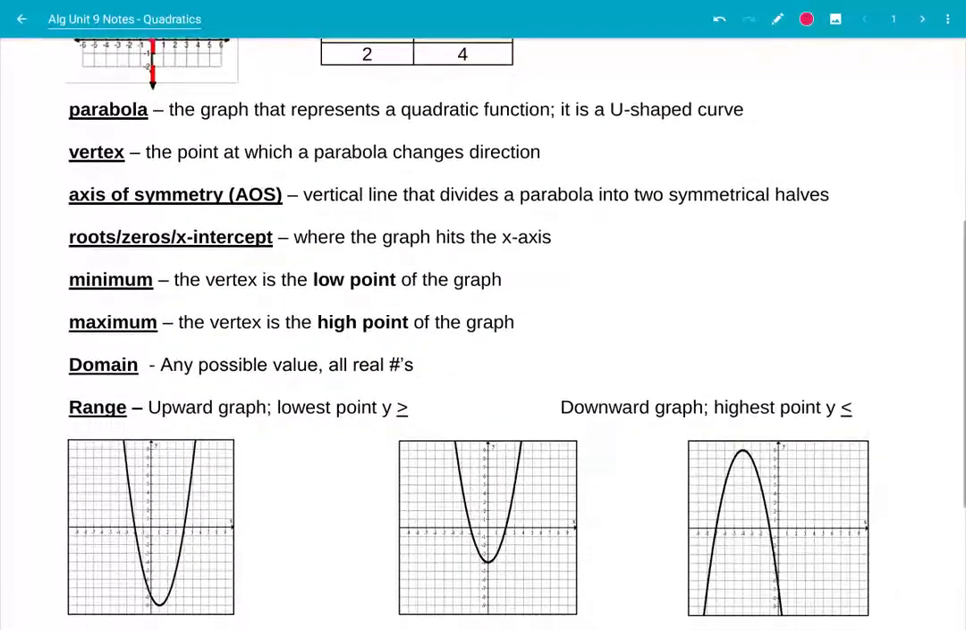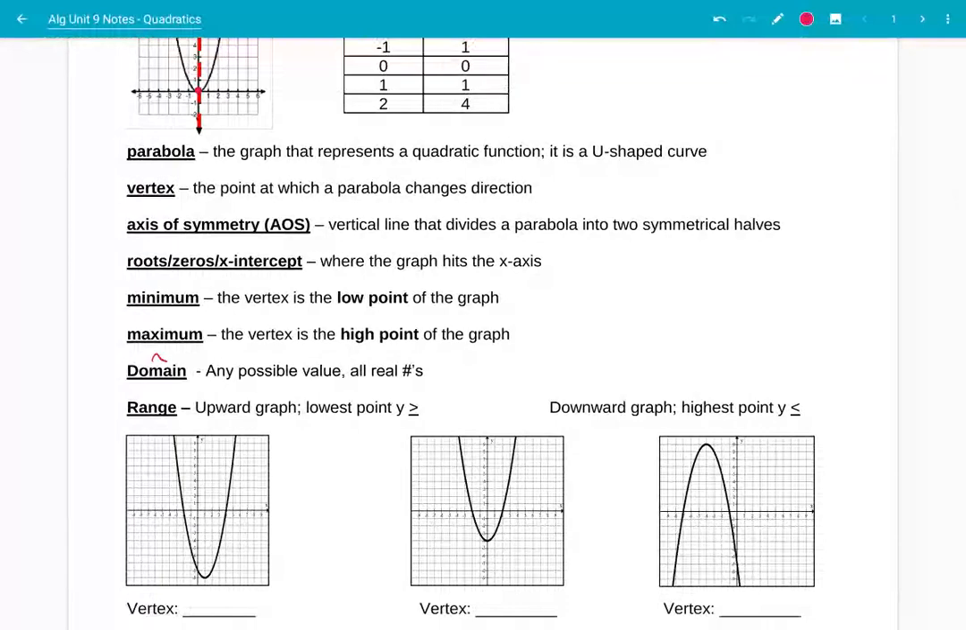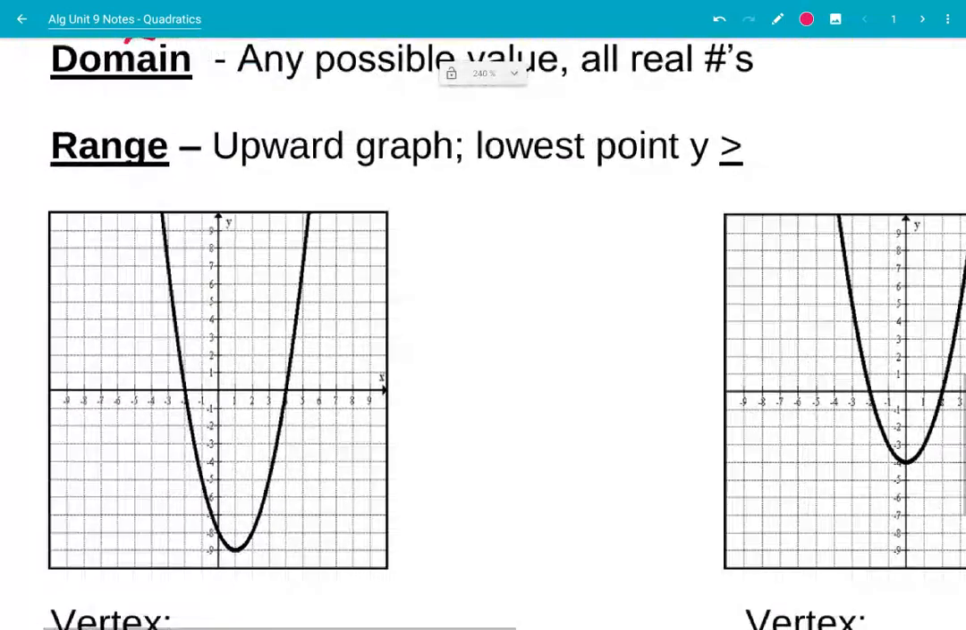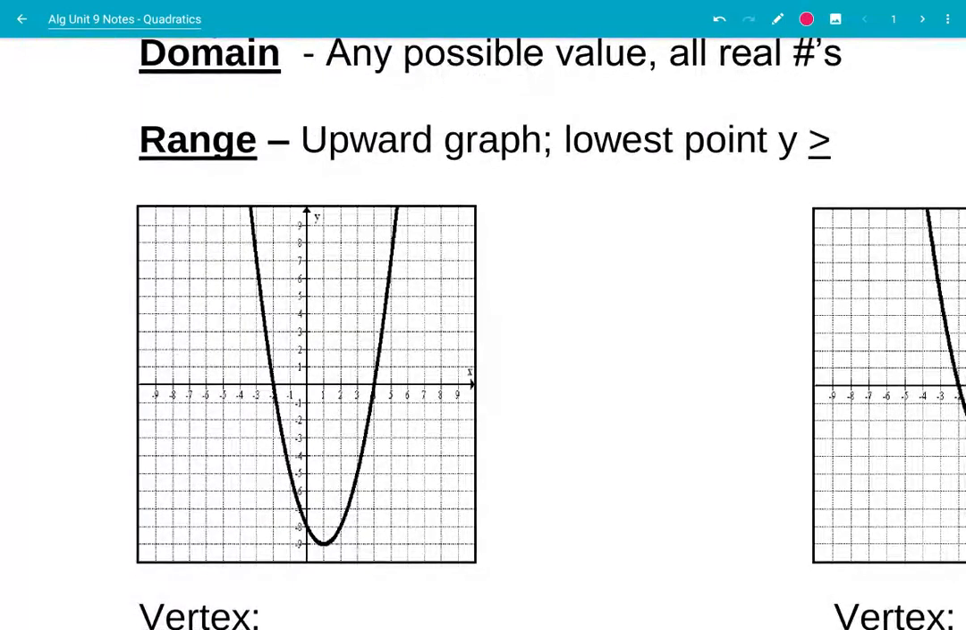The domain. Now remember this, the domain is the x values. So let's look at one of these. Where are all the x values? Well, a parabola goes forever in each direction here. It goes forever up, but also to the right. And this side goes forever up, but also to the left. So what we care about for the domain is that it goes forever to the left and the right.